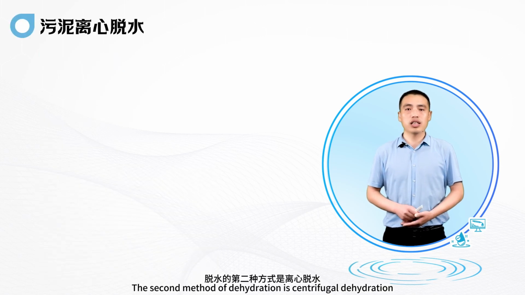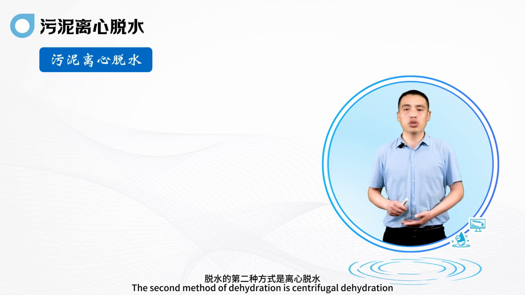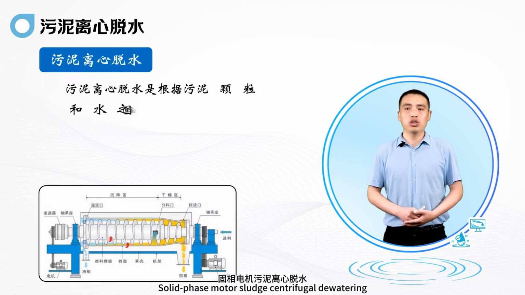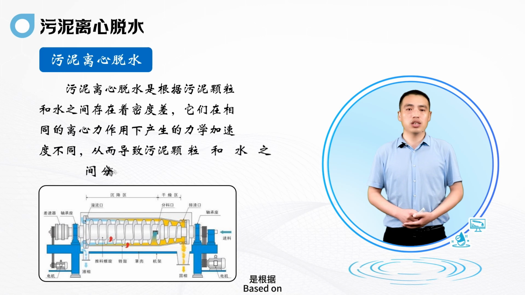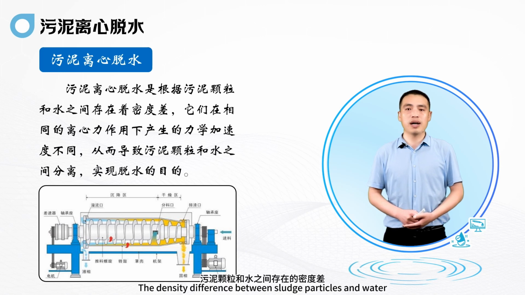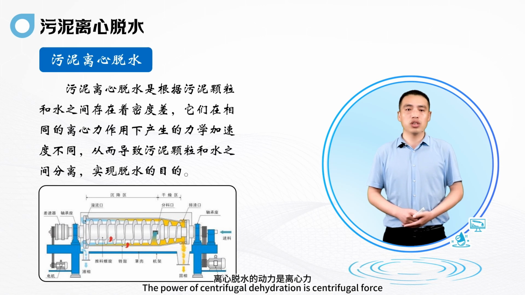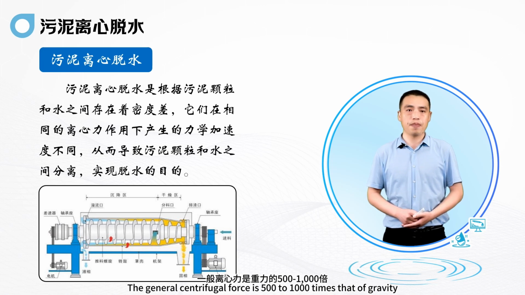The second method of dewatering is centrifugal dewatering. Sludge centrifugal dewatering is based on the density difference between sludge particles and water: under the same centrifugal force, they generate different mechanical accelerations. This leads to separation between sludge particles and water, achieving the purpose of dewatering. The driving force of centrifugal dewatering is centrifugal force, which is generally 500 to 1000 times that of gravity.